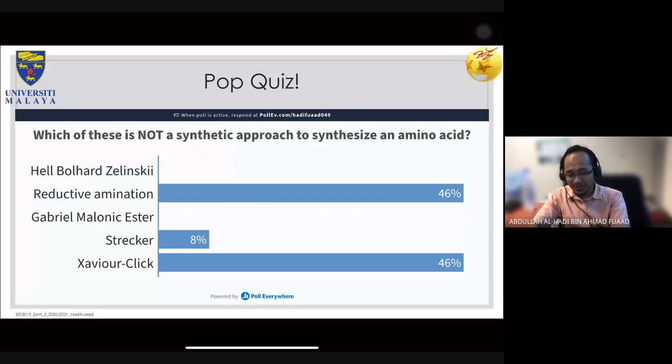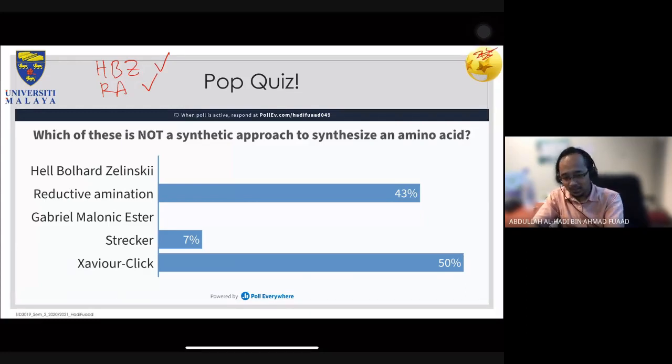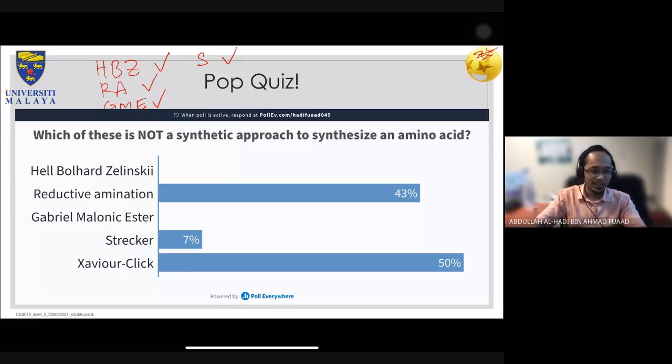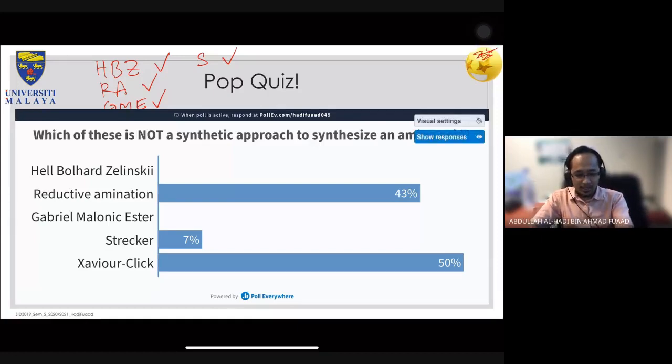Okay, so HBZ is correct. Okay, HBZ is okay. This is the correct one. Reductive amination is also correct. Okay, Gabriel malonic ester is also a correct way, and Strecker synthesis is also a good one. Okay, so Click is a made-up synthesis that I've created. Hopefully, it's actually not true. Okay, thank you.